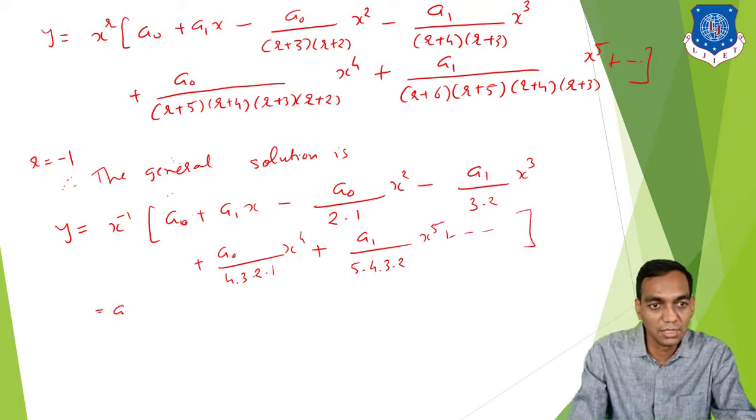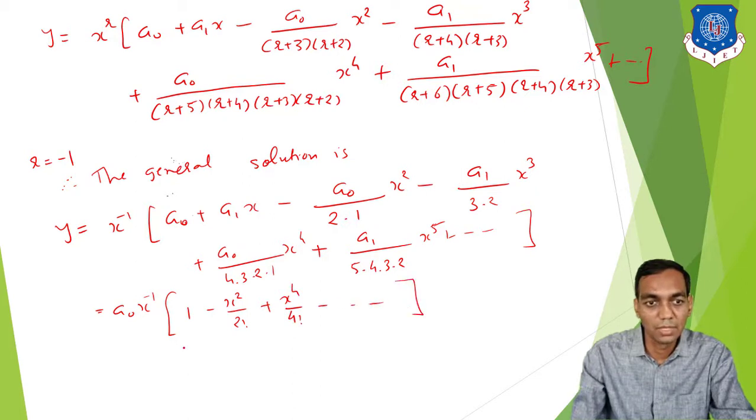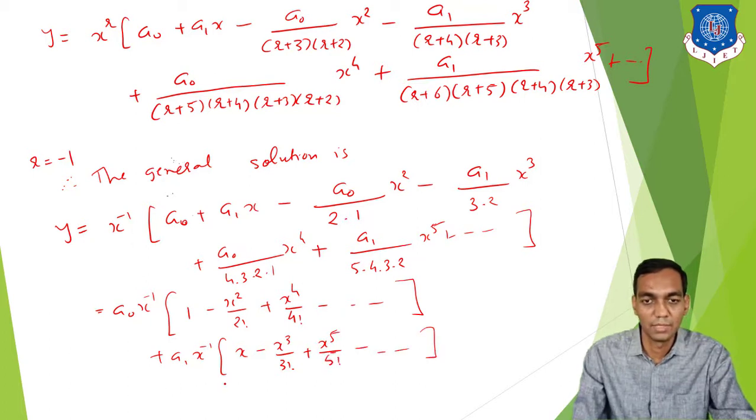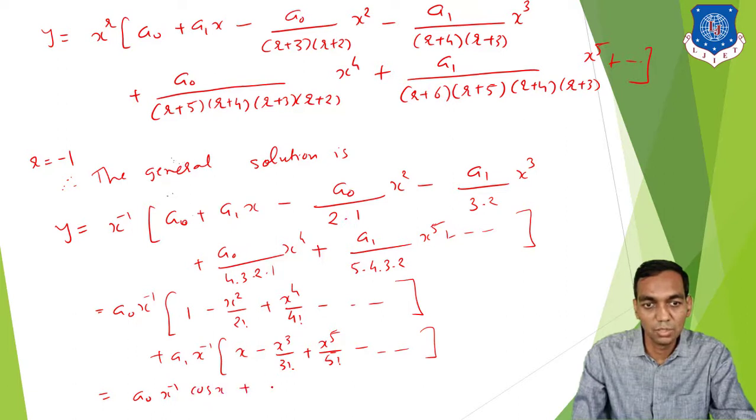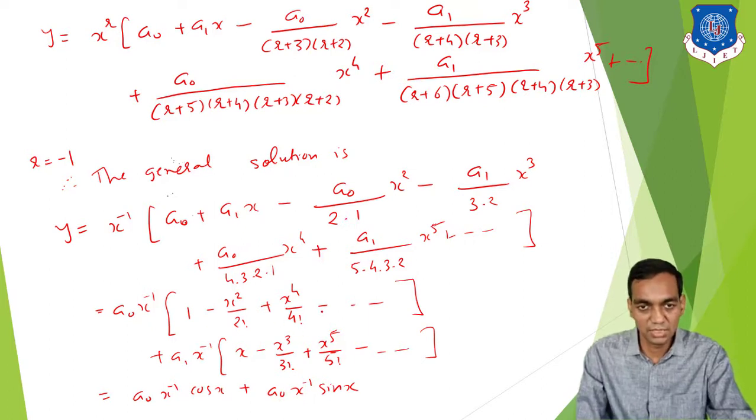If you write it in a simple form, by separating the coefficients of a0 and a1, you will have a0 [1 - x^2/2! + x^4/4! and so on] plus a1 x^(-1) [x - x^3/3! + x^5/5! and so on]. If you are aware that these are the series of sine and cosine, you can write this as a0 x^(-1) cos x plus a1 x^(-1) sin x. Otherwise, keep it in the series form.